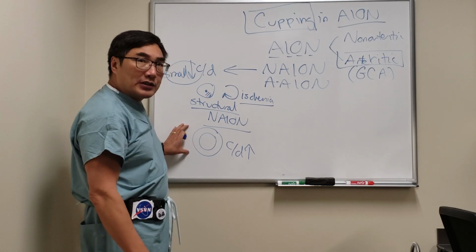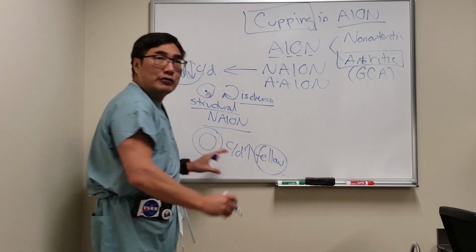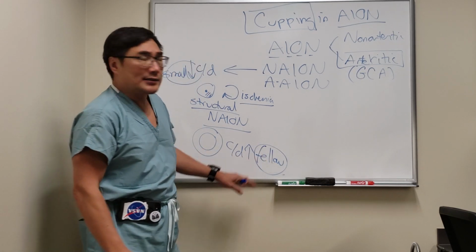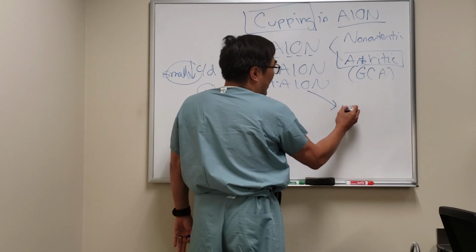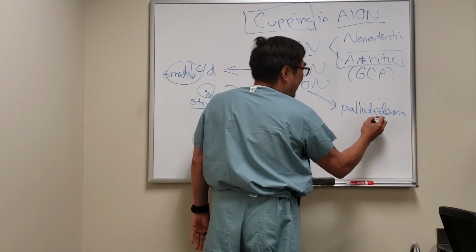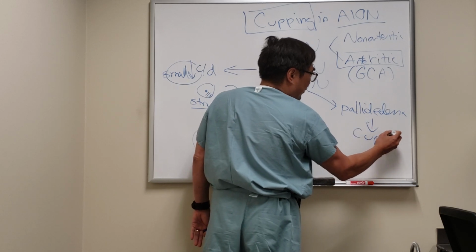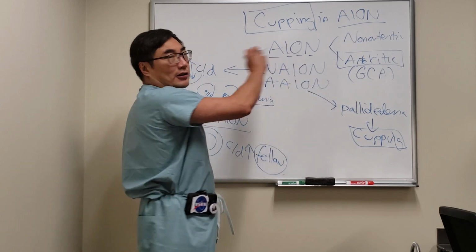So the big cup to disc ratio in the fellow eye is a clue that we might be dealing with giant cell arteritis. The other way the cupping comes to us is if a patient has disc edema, but especially pallid edema, and then gets the cupping after the event. That's also a sign that it's arteritic.